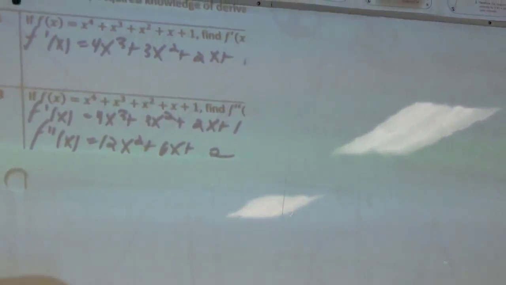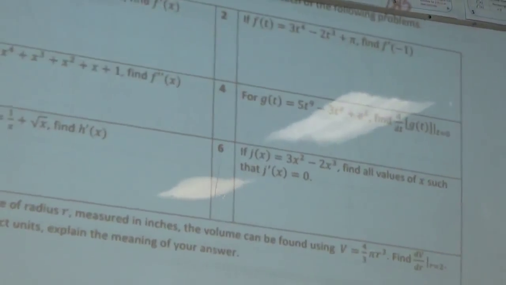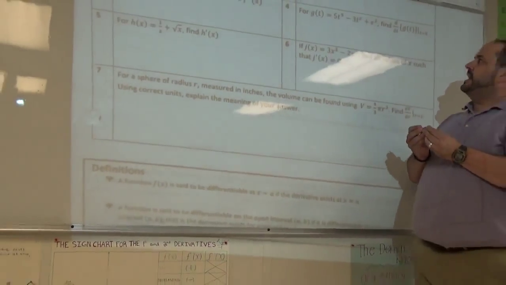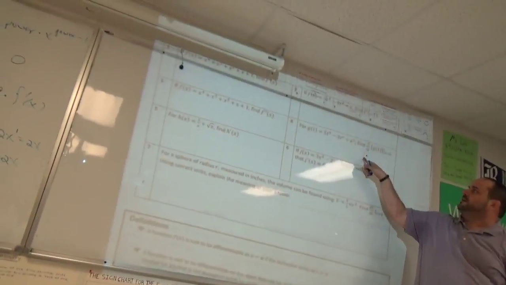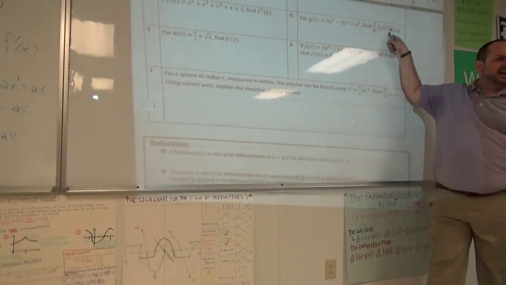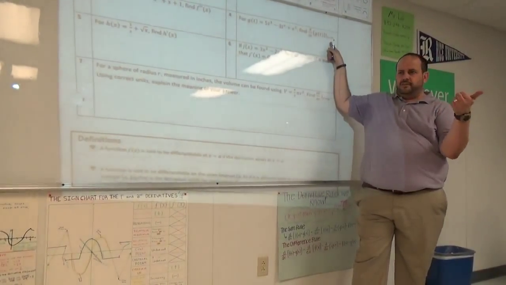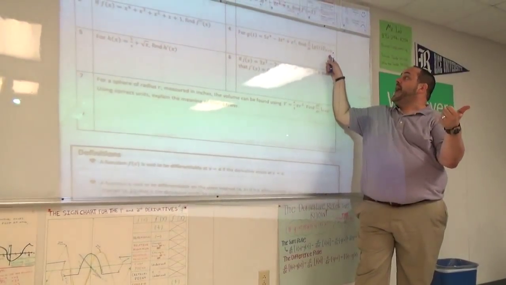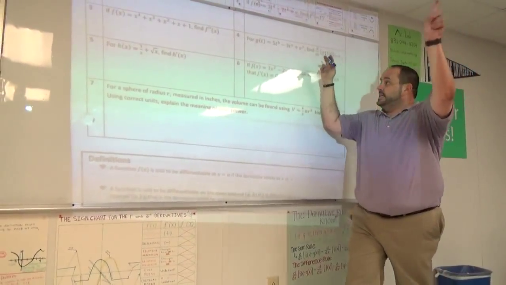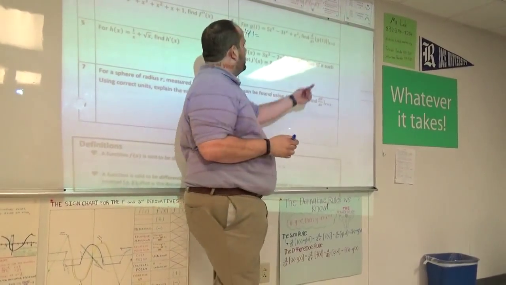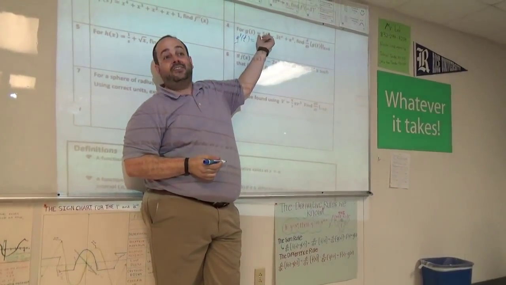Okay, now number 4. I want to do number 4 and number 5 with you guys relatively quickly. Number 4, g of t equals 5t to the 9th minus 3t to the e plus e squared. Find d/dt of g of t at t equals 0. What am I really asking for? Find the derivative at t equals 0. So first find g prime. I bet we can do this really quick. Derivative of 5t to the 9th.